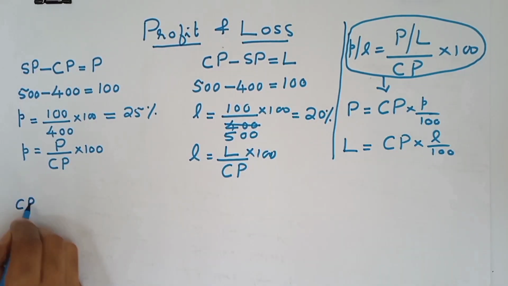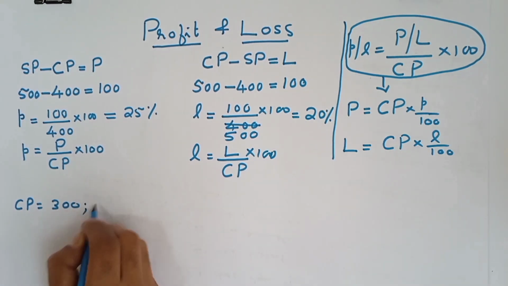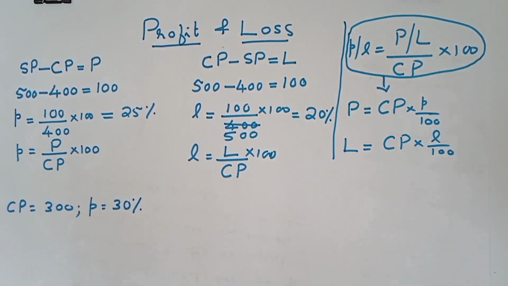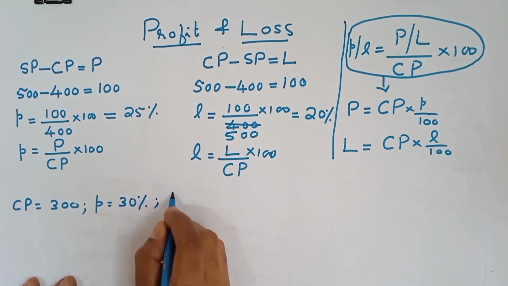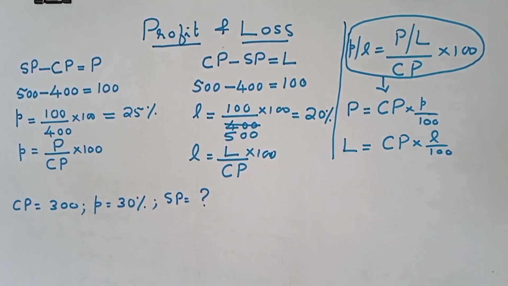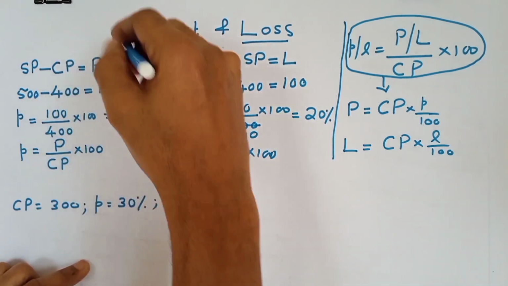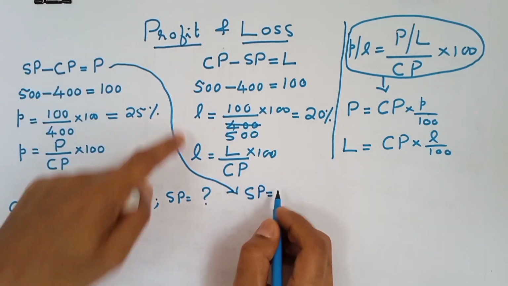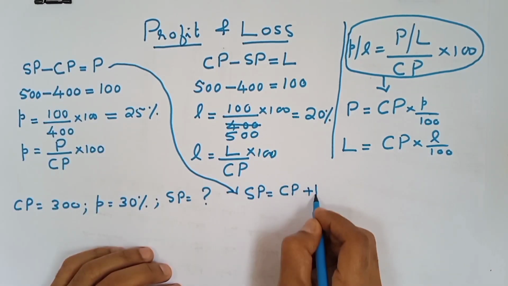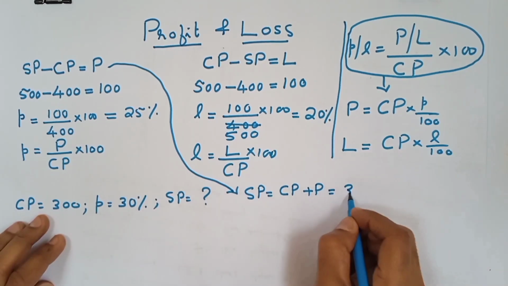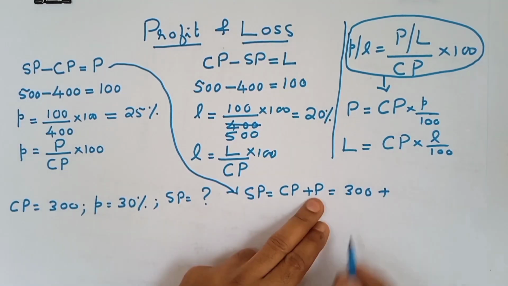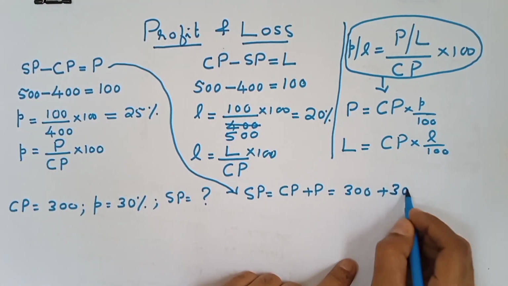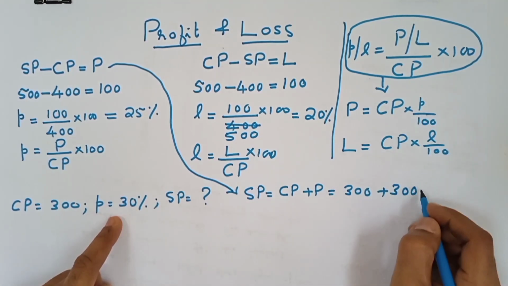Let CP be 300 rupees and let profit percentage be say 30. You can choose any number. 30% profit you're making. So what is SP? This is the question. So how do you go about it? You may use this result. So here SP equal to, taking CP to the other side, CP plus P. CP is given to be 300. And how do you find out P? Look at this. CP is 300, write it again, and this small p is 30.